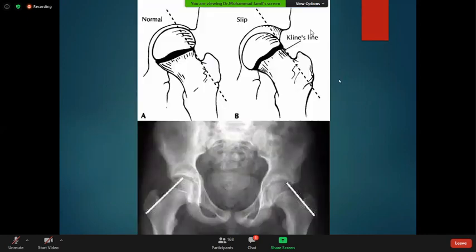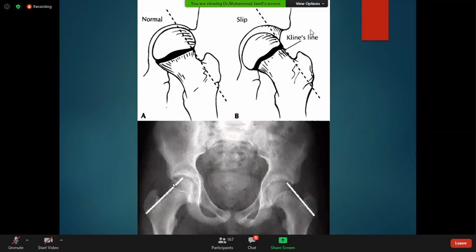Okay, this is the normal X-ray, this is the head of the femur, and this is the neck. So we draw a line along the upper part of the neck, a straight line. It should cross through the epiphysis. But in slipped femoral epiphysis, there is a slip over here, so this line will pass above it, or to its upper border. So it is called Klein's line.